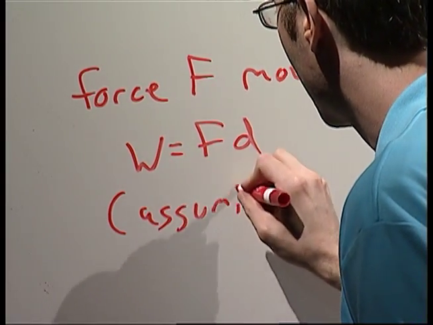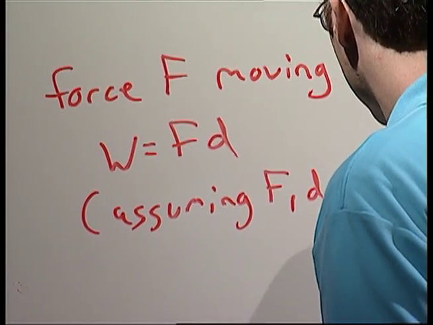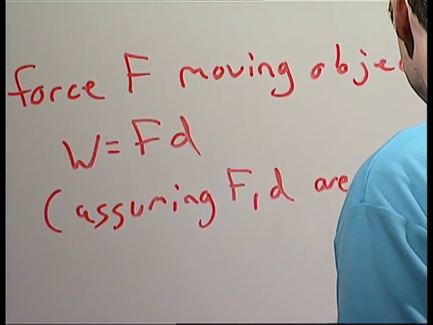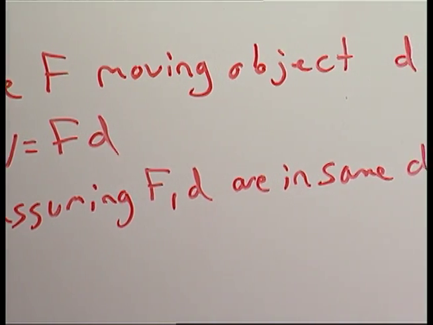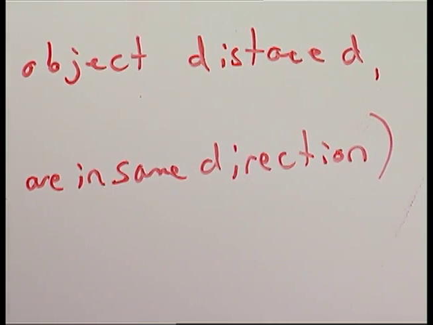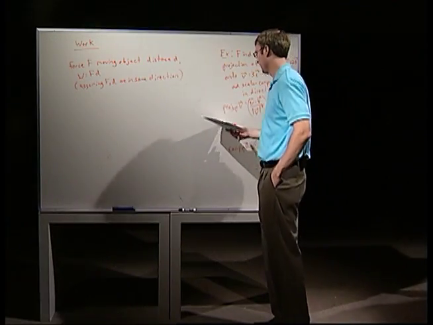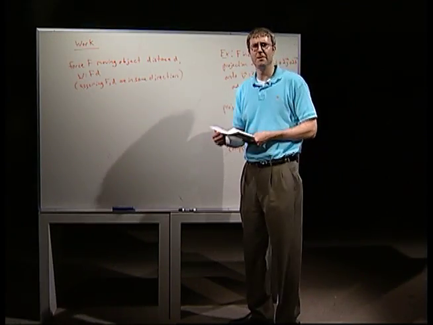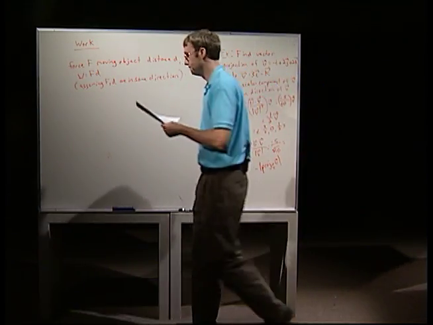Assuming F, D are in the same direction. In other words, at its simplest case, it's force times distance, as long as everybody's going the same direction. There's no wasted force. In our case, though, we know right away that effective force is often a reality of life. There's going to be a difference, so how do we compensate for that?